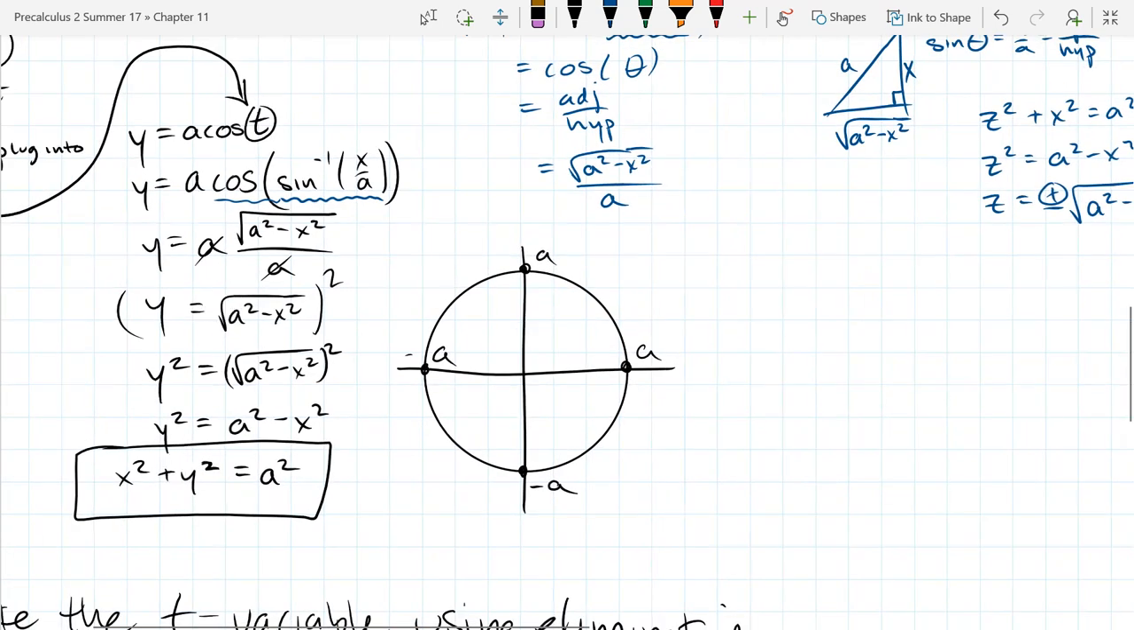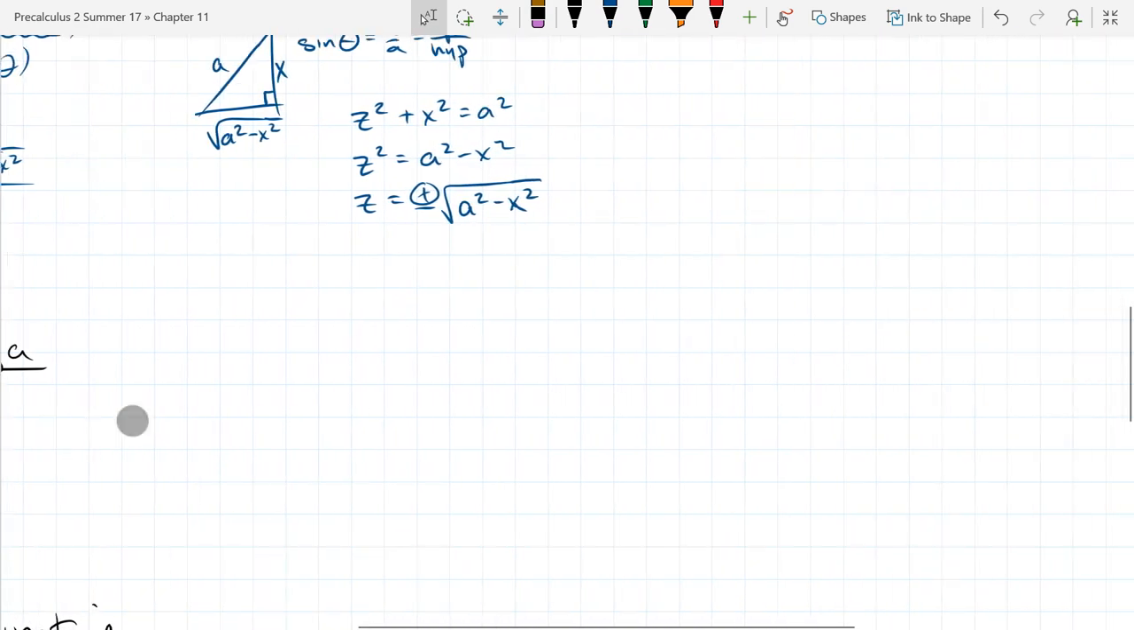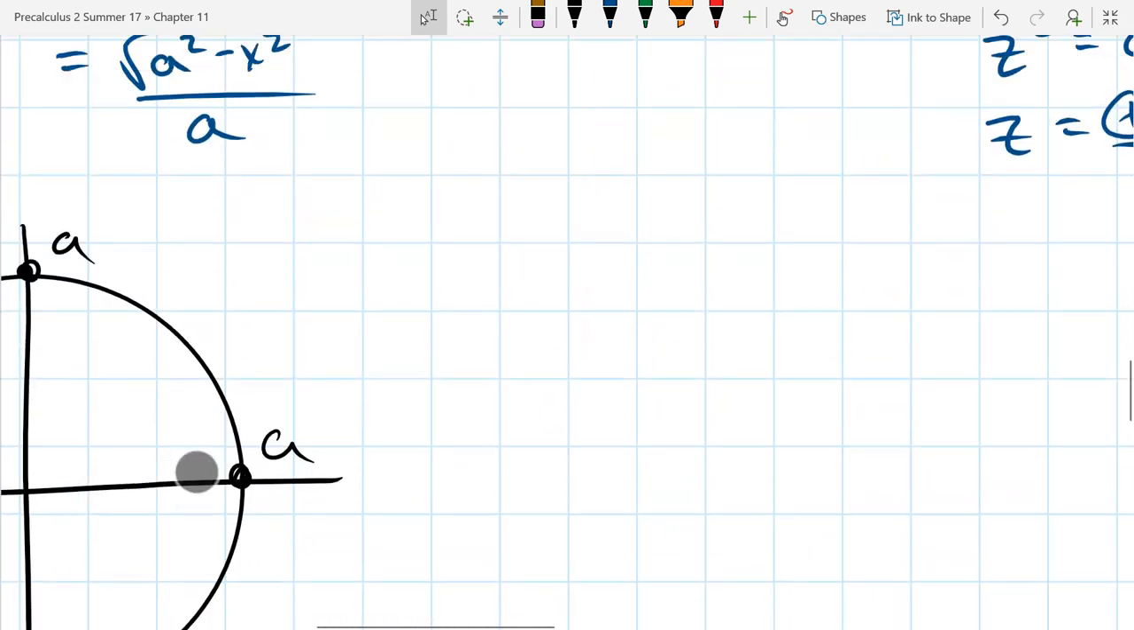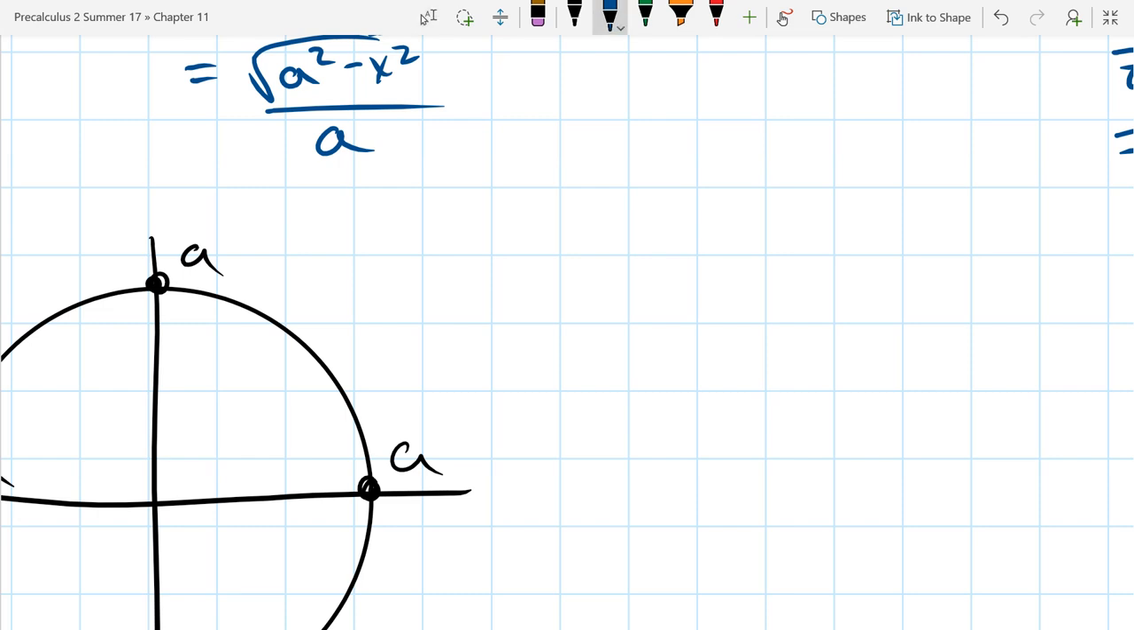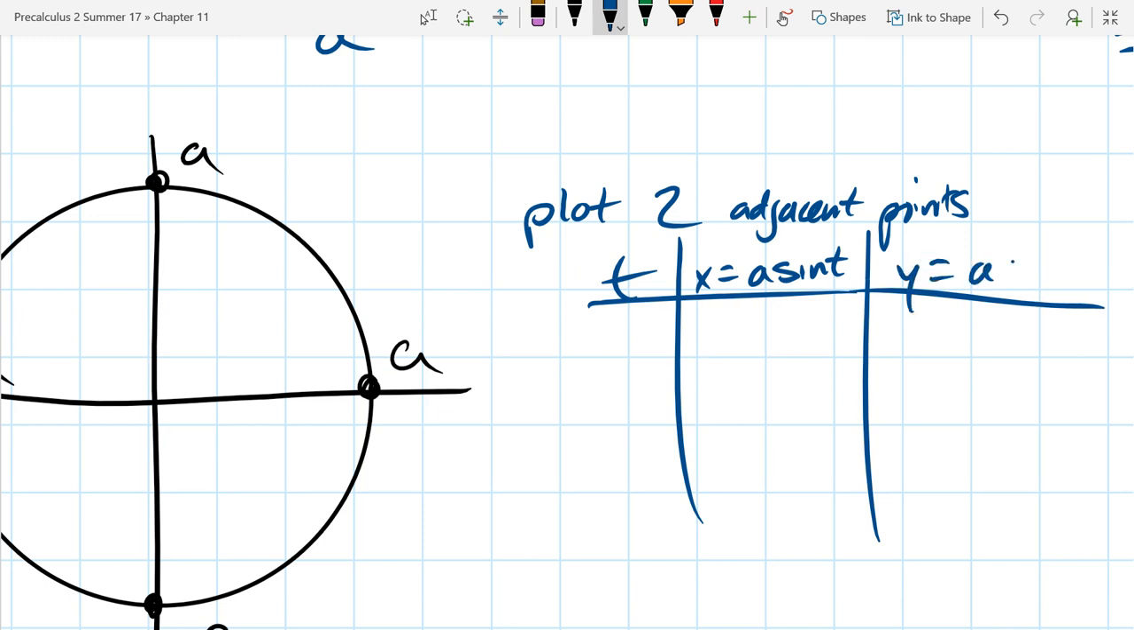Now this can be hard to see, so what I recommend doing is just picking two t values very close together that are easy to graph, and then plotting two points that are very close together. Let's see. I'm going to plot two, I'm going to call them adjacent points. They're not actually adjacent, they're just close, which is how we use adjacent anyways. So we're going to plot two adjacent points. And we're using the table method, so we got t, and then x is a sine t, and y is a cos t.